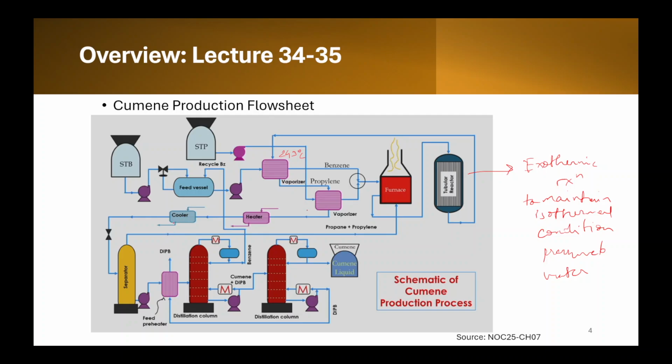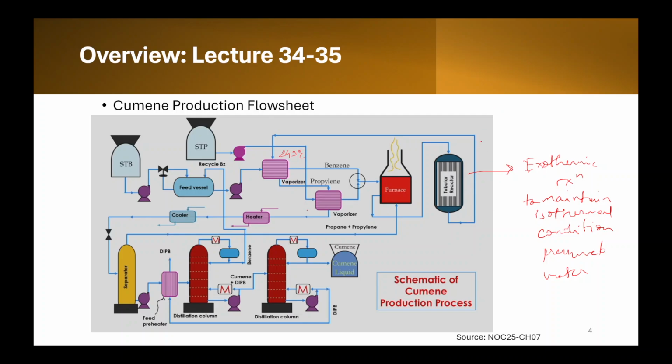Then cooled, and here there is a pressure control valve which reduces the pressure. It has 25 atm pressure here, but it is reduced to just above atmospheric pressure, and this is the separator.